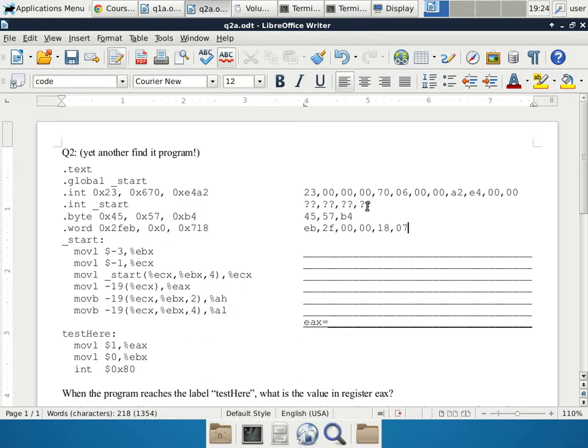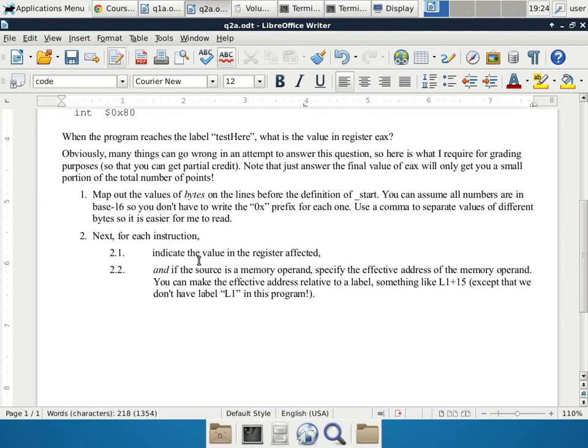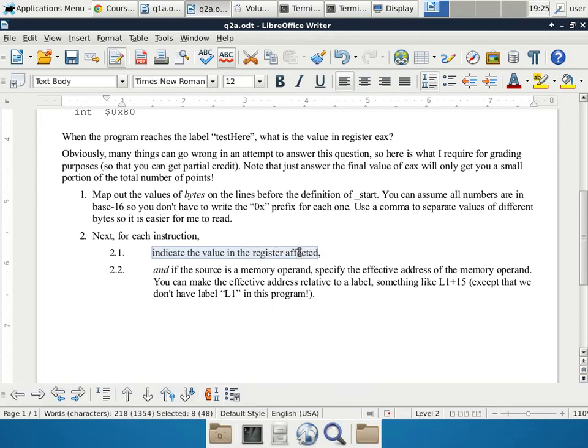All right. So once that is done, for the rest of the instructions, I also indicate what needs to happen. The first thing is indicate the value in the register affected by each instruction. And if the source operand is a memory operand, you want to specify the effective address of the memory operand. So you need to tell me where it is copying from memory. That's when things start to get a little bit difficult for me, because I want to give you partial credit, and different people gave me different answers for this part. Some people used the equation thing. Some people gave me exactly _start minus 19.